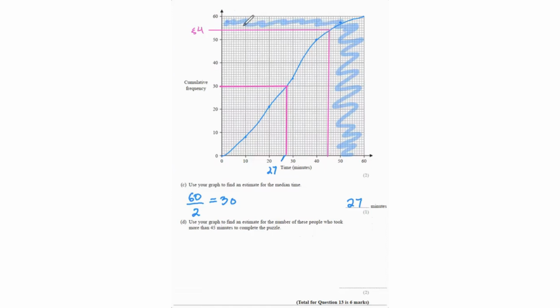54 people took 45 minutes. We need more than 45 minutes. So 60 minus 54, which gives us 6. So 6 people in total took more than 45 minutes to complete the puzzle. So this is how you solve a question for cumulative frequency.